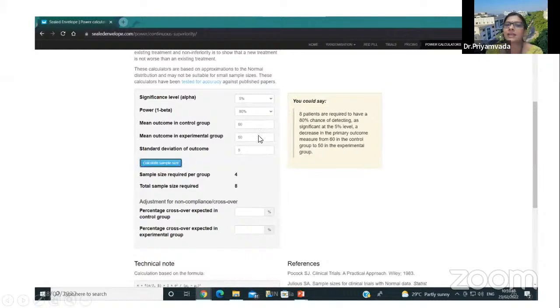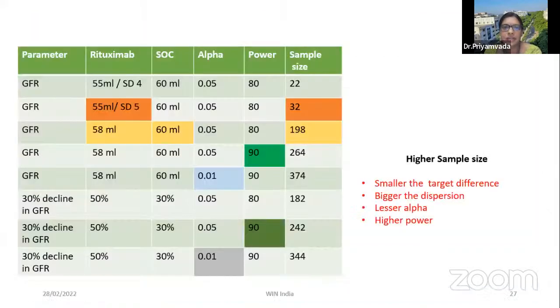And I have, okay, this is actually something which is unattainable, a 10 ml difference. I don't really think whatever intervention we give will bring a 10 ml difference, but just for calculation sake, I have put it like that. And the standard deviation of the outcome, I have put it as 5. And to demonstrate this, I need only 8 patients, 4 in both arms. But we know that such a situation seldom happens.